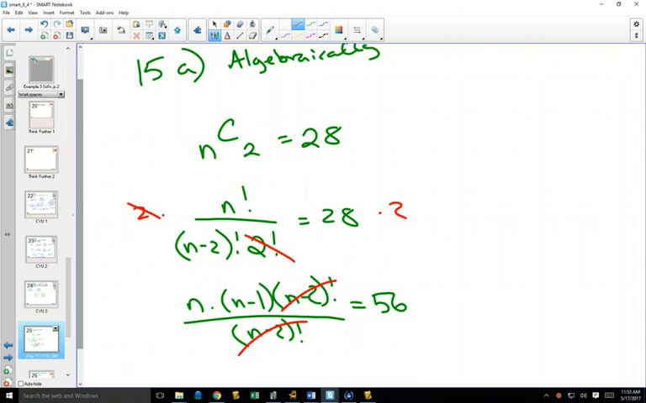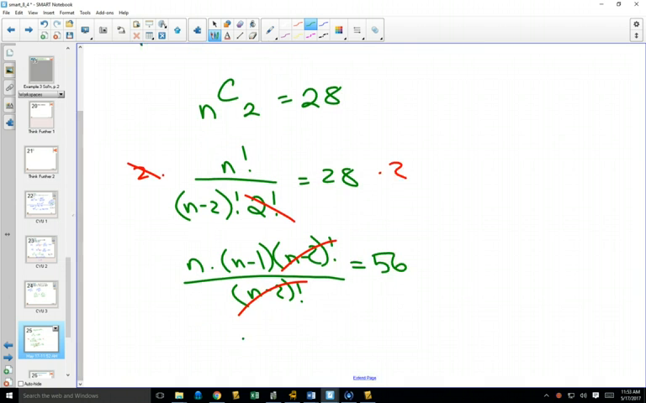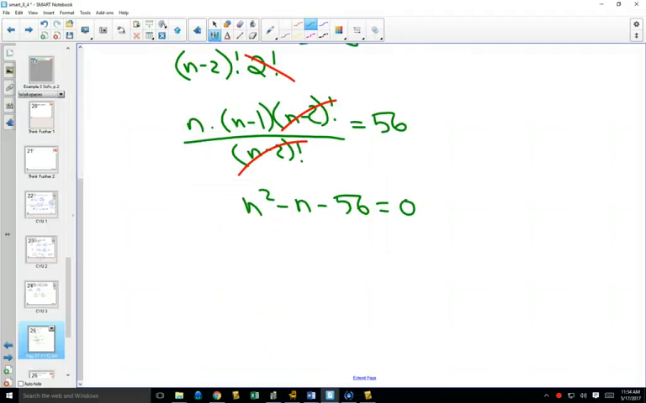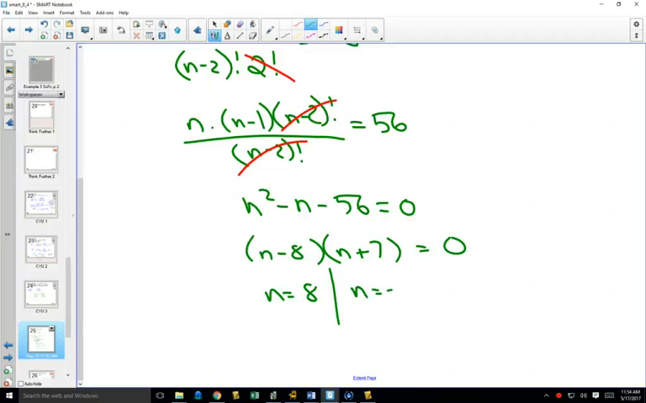And what kind of equation are we left with? Quadratic. So we solve a quadratic equation by making one side equal to 0. So I'll move the 56 over, factor that. So n minus 8, n plus 7. And we get 2 answers. n could be 8 or n could be negative 7.